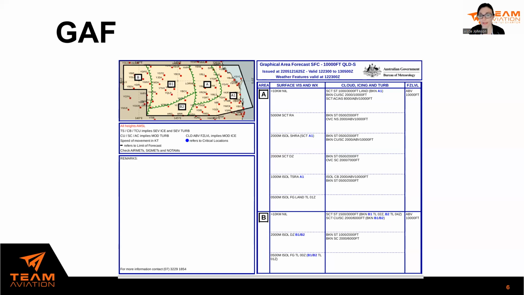So today, primarily, we're interested in what's happening in area Alpha and more specifically, area Alpha 1. So if we read through this together, we've got areas of visibility greater than 10 kilometers with nil weather.